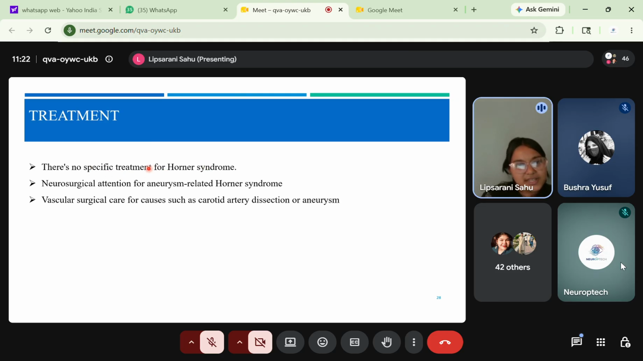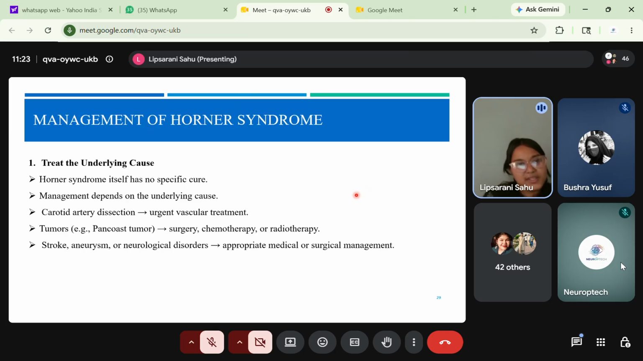Neurosurgical attention is needed for aneurysm related Horner syndrome. And we can suggest the patient for vascular surgical care for the cause, such as carotid artery dissection or aneurysm. And how can we manage the Horner syndrome?